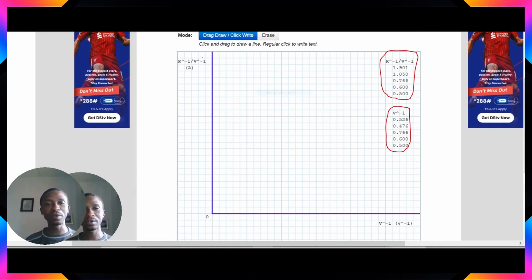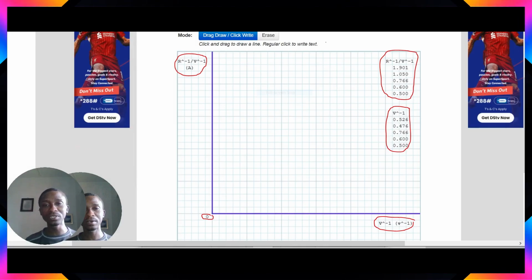Then make sure you label your axis. I've labeled my vertical axis, which is R inverse over V inverse, with the unit in ampere. That will fetch you some marks, maybe about half a mark or 1 mark, thereabouts. Then V inverse, I've also labeled with its respective unit. Then I indicate here the starting point as stated in the question, origin 0, 0. So the next thing you need to do now is to put the scale and the title.